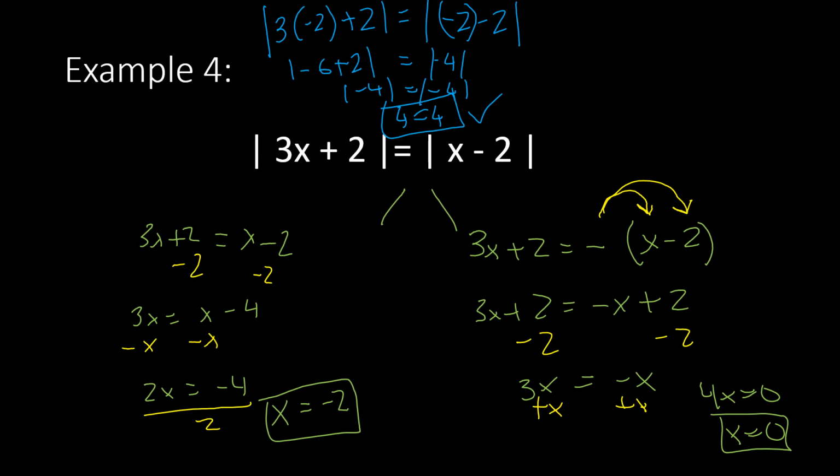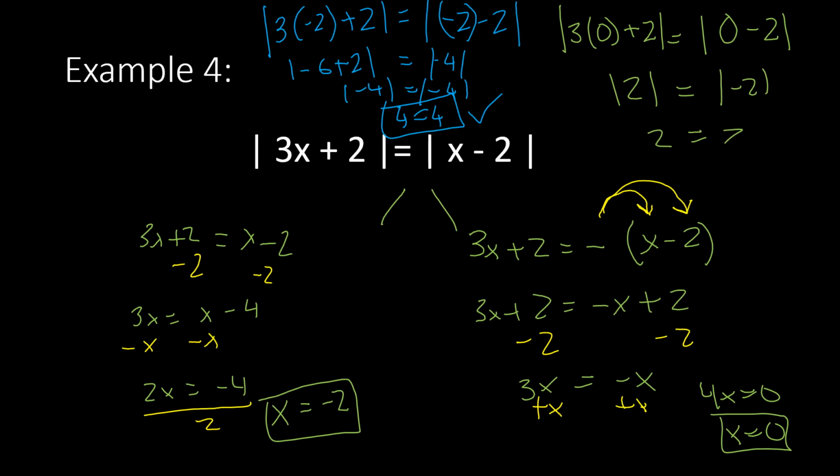Now let's see if 0 is correct. So we can substitute it in. 3 times 0 plus 2 equals 0 minus 2. And we're left with 2 absolute value equals negative 2 absolute value. So we're left with 2 equals 2, because the negative is in the absolute value. And that checks out. So we see that both of the answers work.